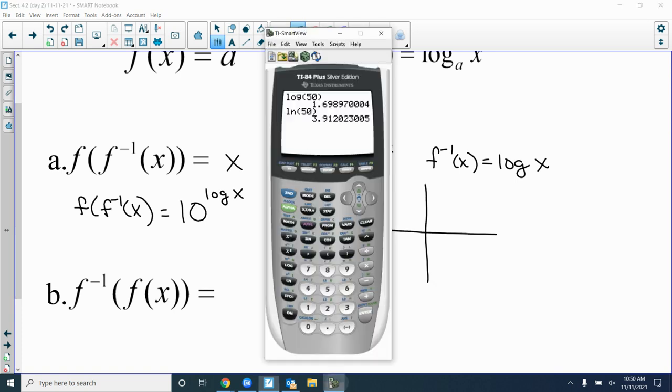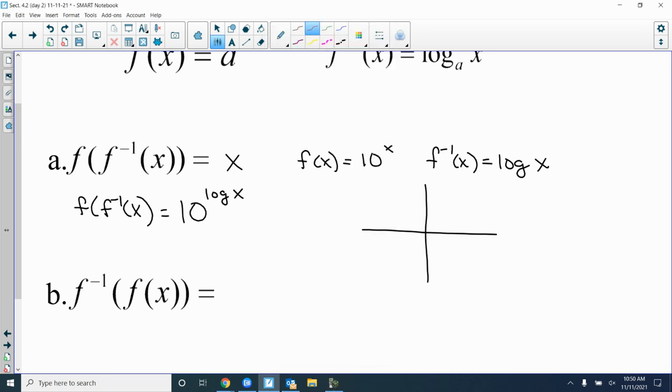Okay, 10 to the log of x. You should be able to graph that. If I clear that out, 10 to the log of x. Graph. All right, is that what you got? Okay, good. And actually, put an open circle there.